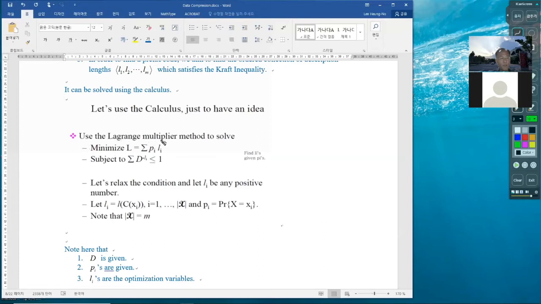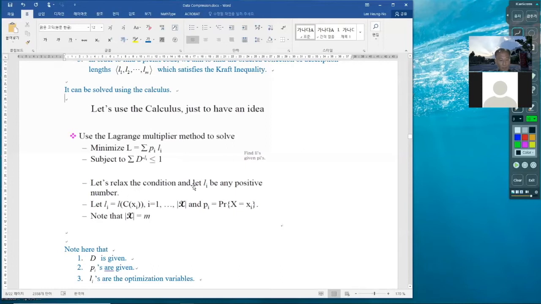So use the Lagrange multiplier method to solve this optimization problem, where we want to minimize the expected length of the codeword description of the alphabet. So we let L equal the expected length, given as this, and then we want to minimize it subject to the l_i satisfying the Kraft inequality. As the small note indicates, we want to find the l_i's given the p_i's and D. That's the problem, and then we can utilize calculus for this optimization problem.